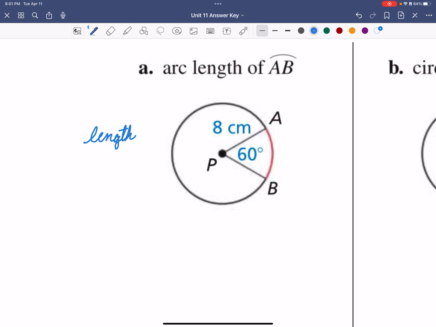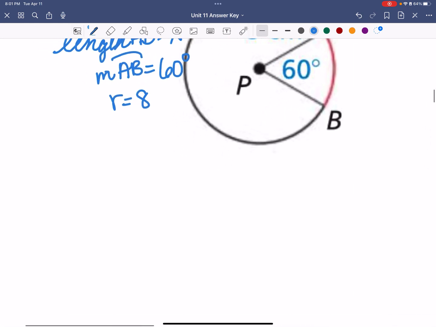There we go. Length of arc AB. Since I don't know that length, that's going to be X. We're going to do the measure of arc AB, which is different. And that's going to equal my central angle measure, which is 60 degrees. And then we have my radius in this case, which is 8. So I'm going to go ahead and set up my proportion down here.